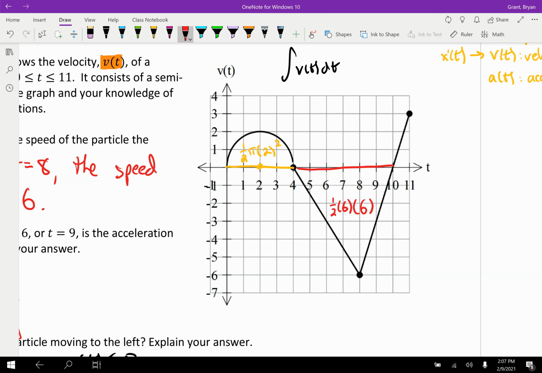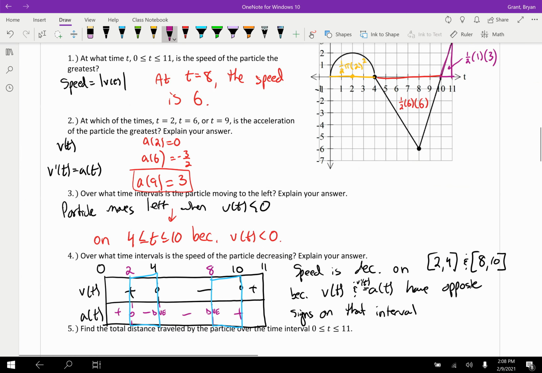Cool. And then we have one more triangle, and people always miss this one. It's this little triangle that's at the end right here. Base of 1, height of 3. So 1/2 times the base of 1 and the height of 3. All right. Now, how do we use those to help us solve the problem?